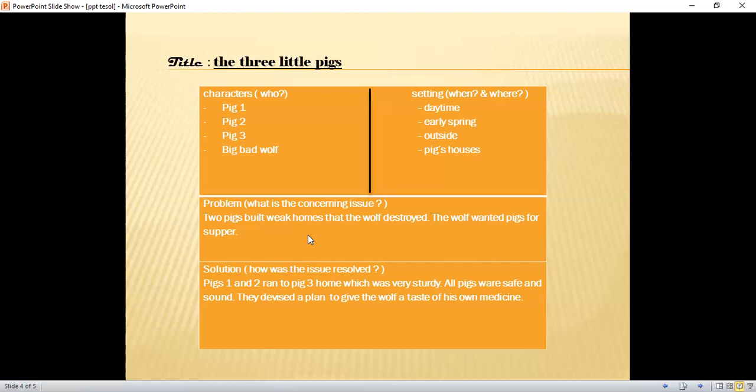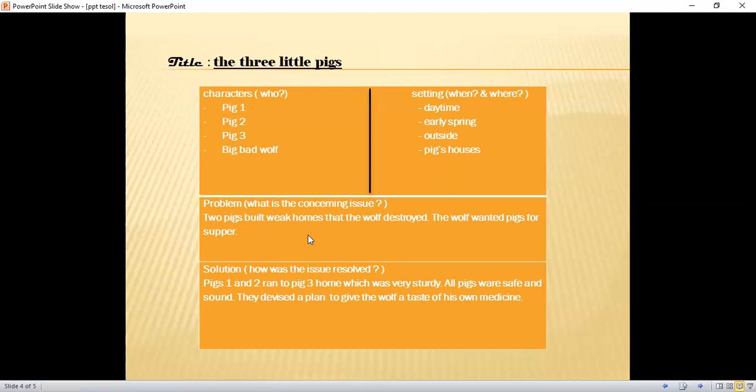So now we're going to get to the meat of the story mapping strategy, and that is, number 1, identify the problem or what is the concerning issue. So what happened that was a problem in the story, The Three Little Pigs? Okay, yes, you got it. A couple of the pigs made some really unsuitable homes and the wolf came by and blew their houses down. So they're out of homes and the wolf is trying to eat the pigs for supper. So those are problems, okay? We're going to write: two pigs built weak homes that the wolf destroyed. The wolf wants pigs for supper.